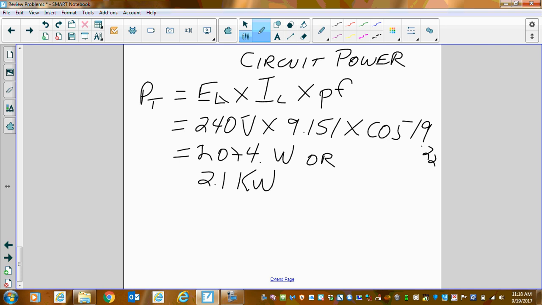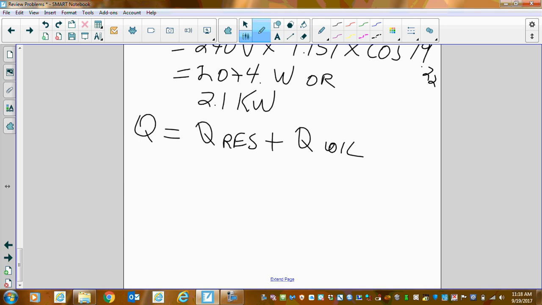So Q total, you could use the same formula, or you could simply say, we'll do this one, Q of the resistor plus Q of the coil. Now, is there any Q in the resistor? No. So really, we would say 0 plus whatever we had. What did we have for the Q of the motor? 723.